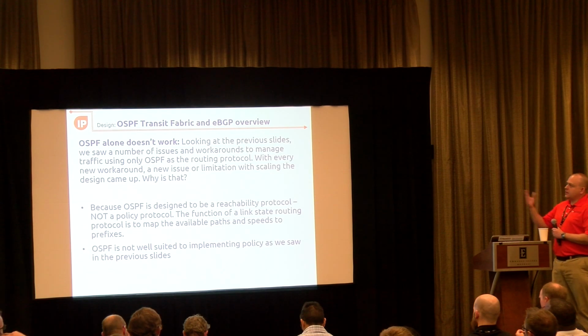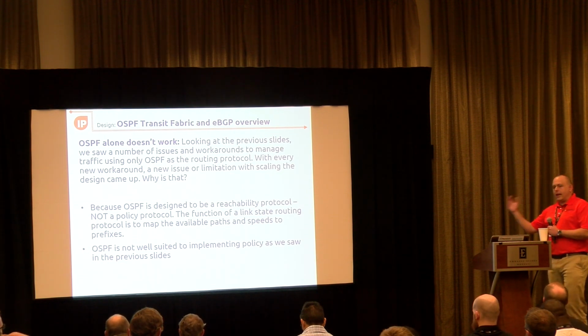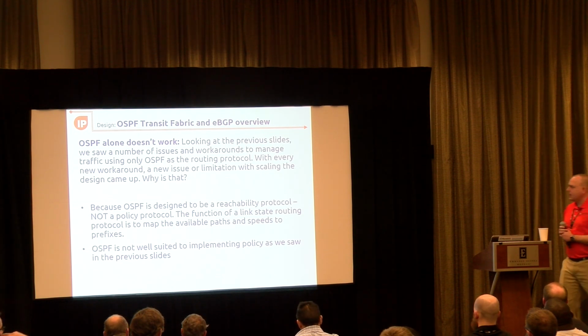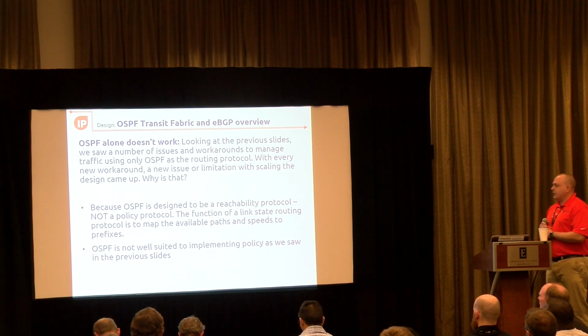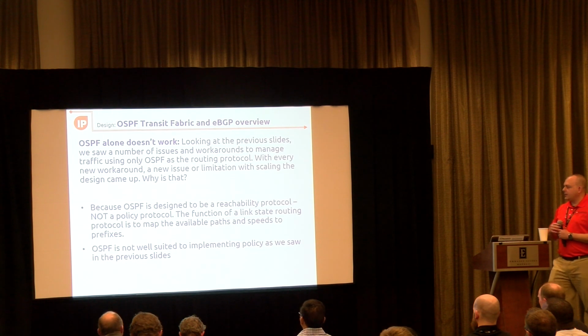And the thing with OSPF, again, is that every time you do a workaround on OSPF, something else is going to come up. You're going to get everything set just right, and then you're going to add another tower, and then all the work you've done is going to be undone again because OSPF is used for something it really wasn't designed for. And so, as I mentioned before, OSPF is a reachability protocol, but it's not a policy protocol. The function of link state routing is to map the available paths and speeds to prefixes.